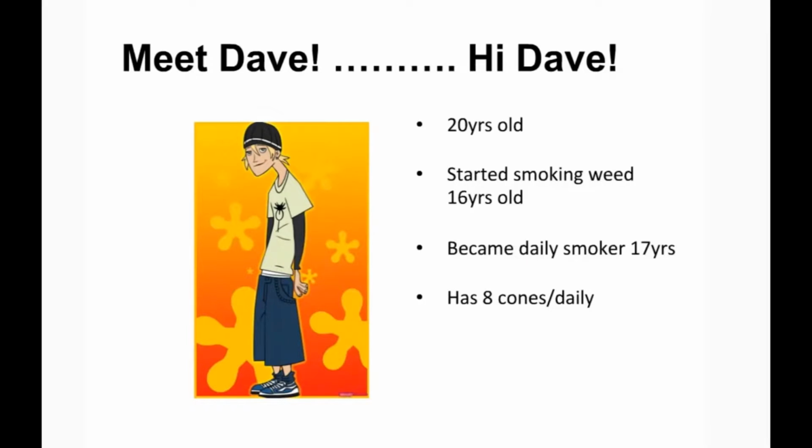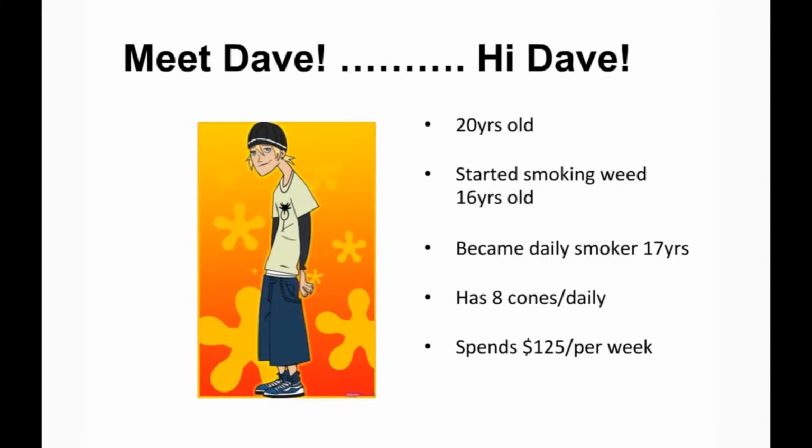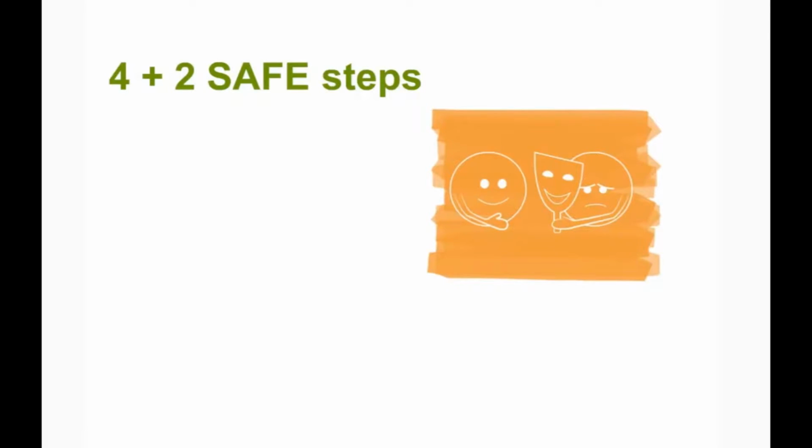Meet Dave, a 20-year-old male who started smoking weed at 16 years of age and became a daily smoker at 17, so that was very quick. He has 8 cones daily, going the wrong way, spends about $125 a week and loves his daily cones to help him relax, and as most people say, it helps them sleep.